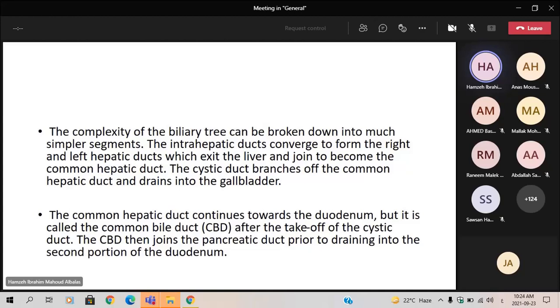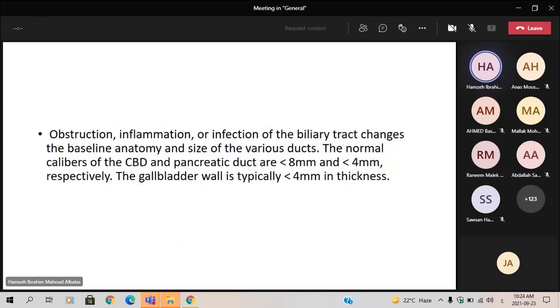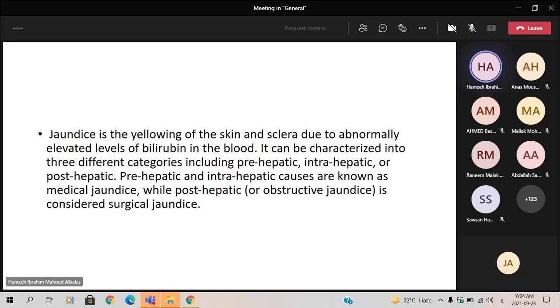The common hepatic duct continues toward the duodenum, but it is called the common bile duct after the takeoff of the cystic duct. The common bile duct then joins the pancreatic duct posteriorly to drain into the second portion of the duodenum. Obstruction, inflammation, or infection of the biliary tract changes the baseline anatomy and size of various ducts. The normal caliber of the common bile duct and pancreatic duct is less than 8 mm and 4 mm respectively. The gallbladder wall is typically less than 4 mm.